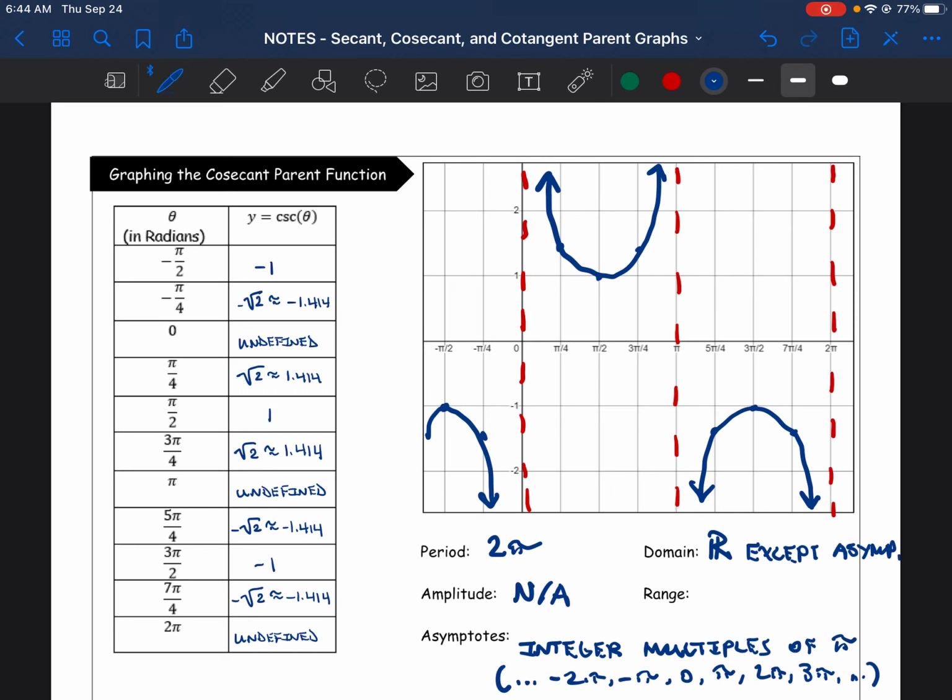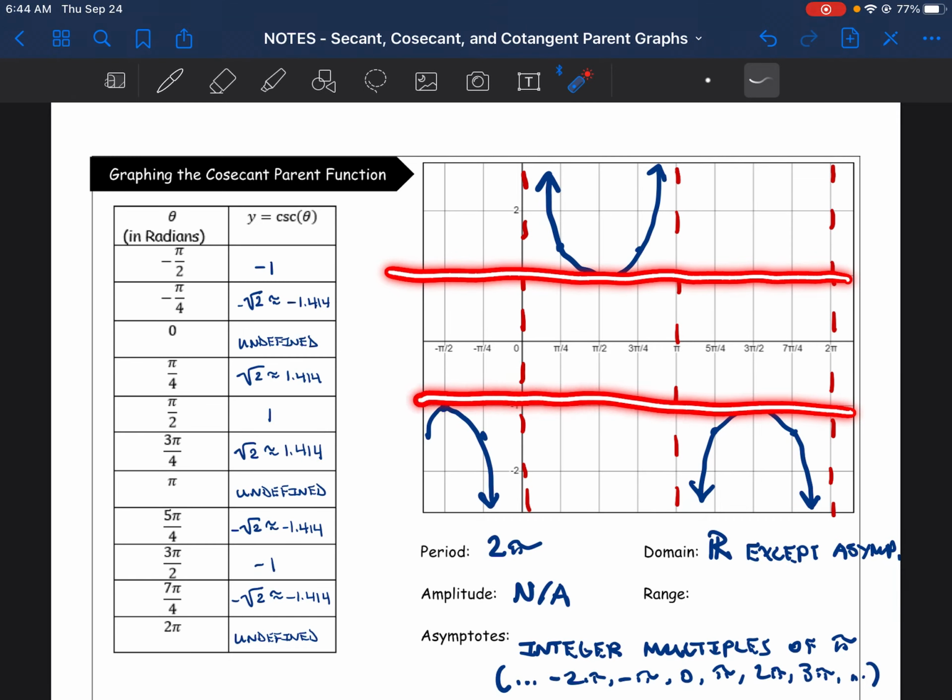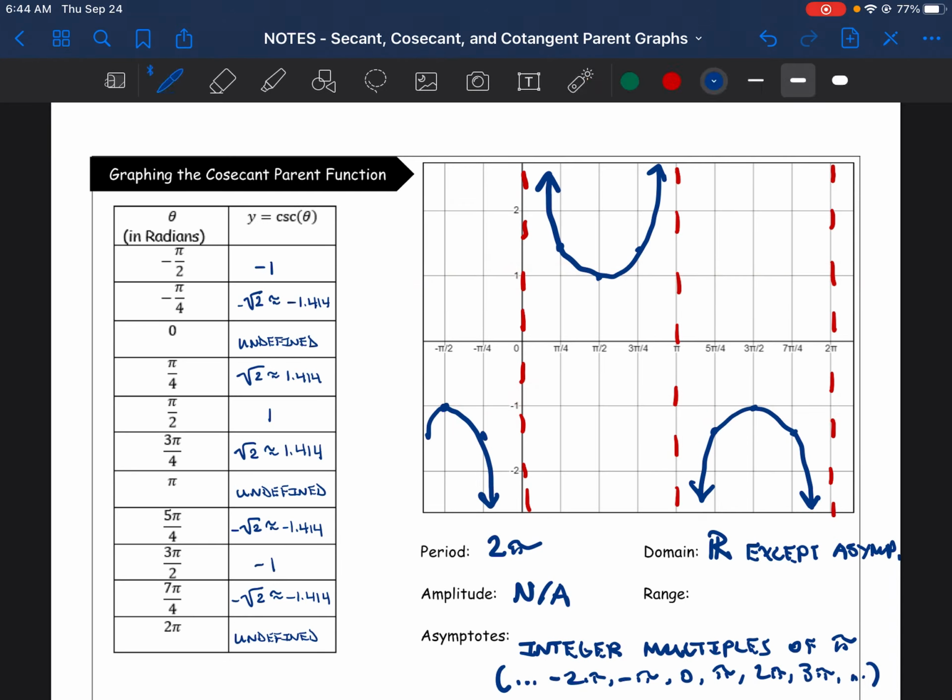Okay, and the range, again, very similar to the secant graph. We notice that between the values of -1 and +1, we don't have anything. We don't have any y values. So the range is going to be negative infinity to -1, union 1 to infinity.